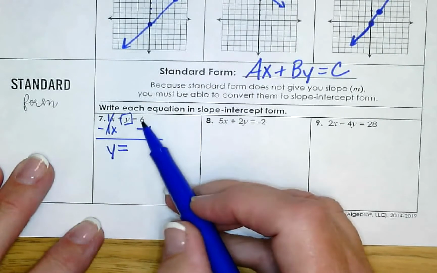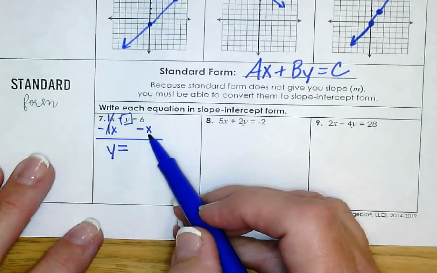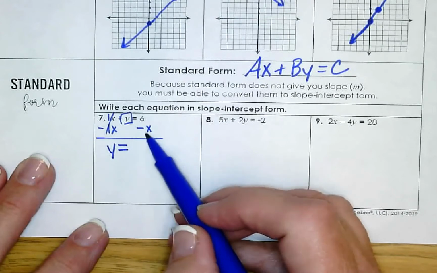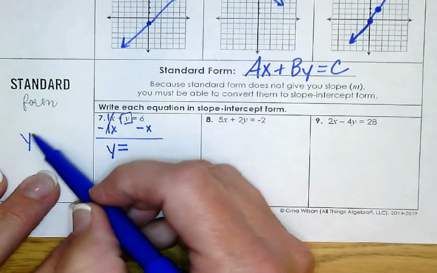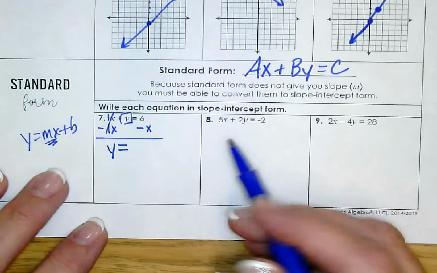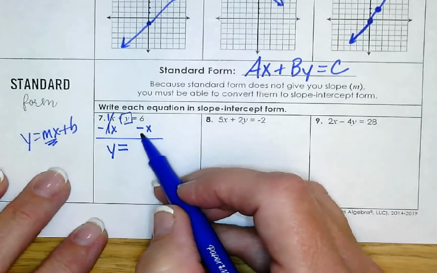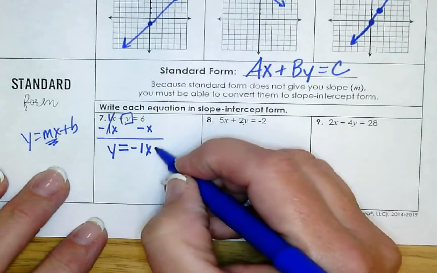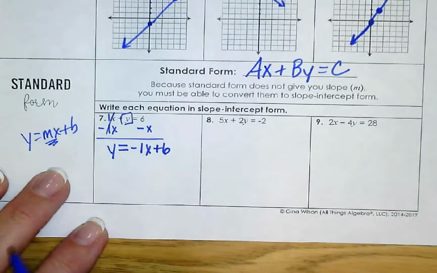Now when you do this, it looks like 6 minus x, which you could write, but slope-intercept, remember, has the x value first. Y equals mx plus b. So it has the one with the x first. So let's just save us a step. This is negative 1x, positive 6. Okay, so there's my slope-intercept form for that one.